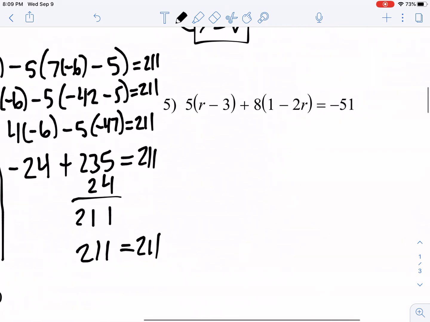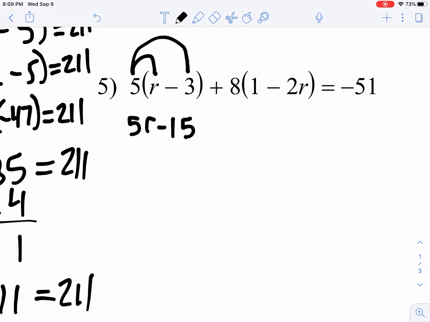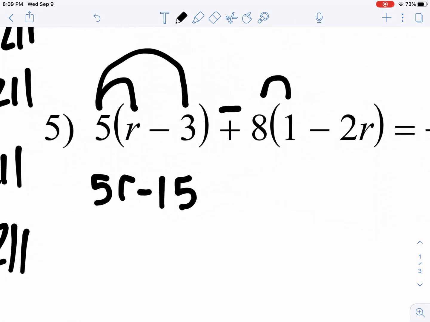All right, last one we'll work on together here. So now we're ramping up the intensity. I still have variables on one side, but notice I can apply the distributive property twice. So on step number 1 here, we're actually going to apply it twice. So I'm going to multiply 5 times r to get 5r, 5 times a negative 3 to get negative 15. And then not only can I do that once, I can also do that with the 8. Now, one thing I want to point out here, if this is a negative, let's say it were negative, don't forget to include the sign.